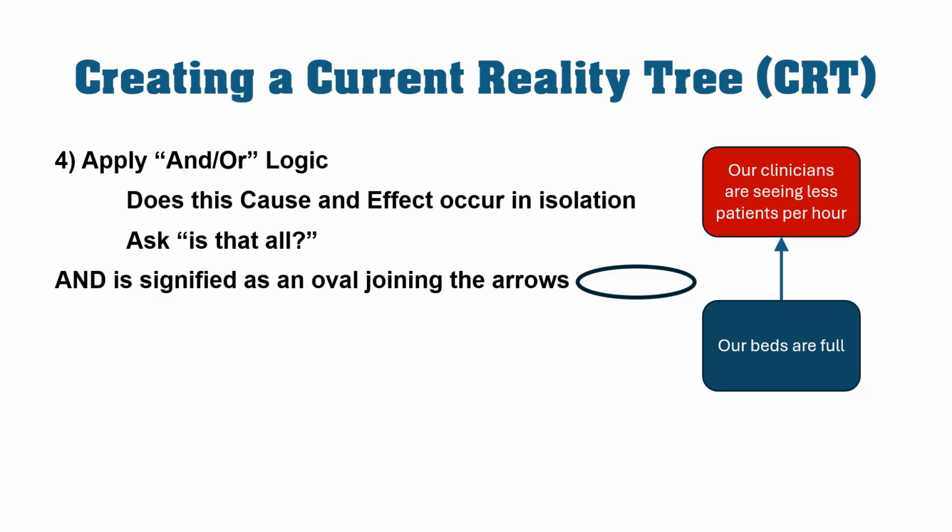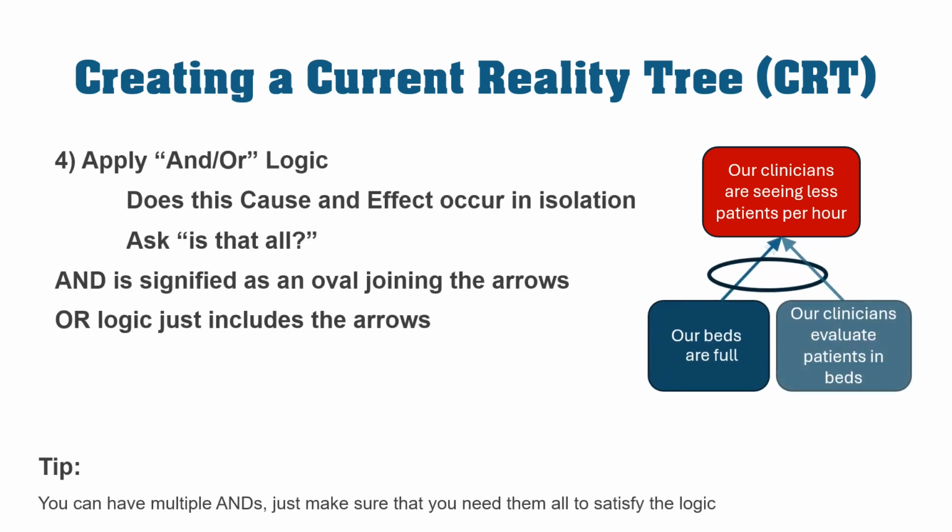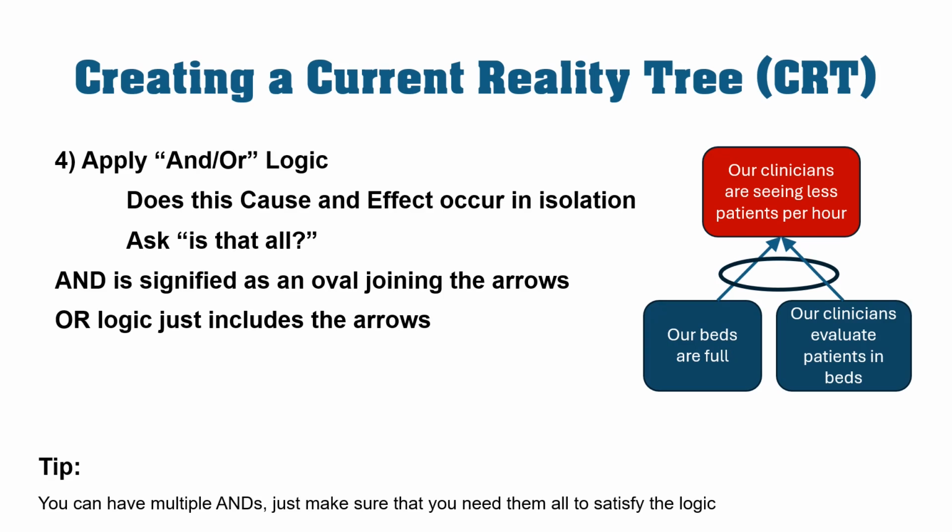So in this scenario, we have our clinicians are seeing less patients per hour. Why? Because our beds are full, and because our clinicians evaluate patients in beds. A tip for this is if you have multiple ands, make sure you need them all to satisfy the logic. Sometimes you have just a couple ands, and then you have multiple ors that come off of that UDE.